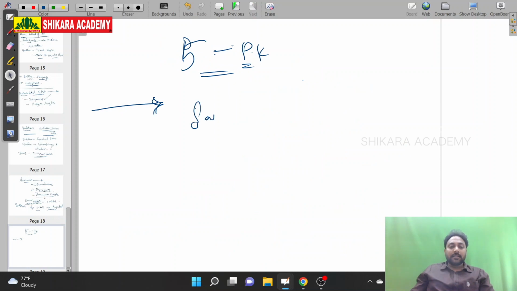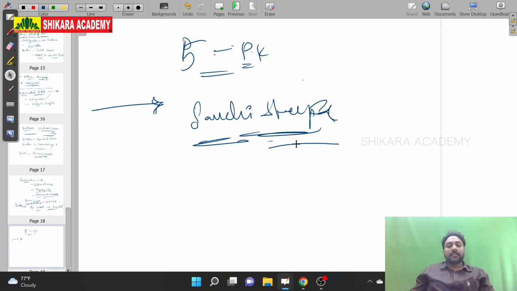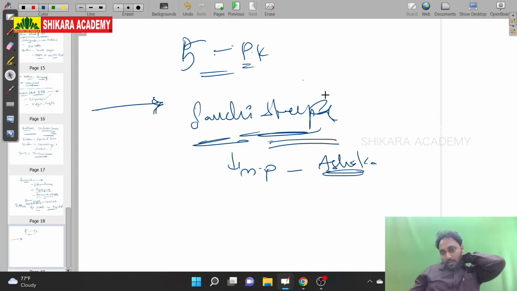Amaravati, and then Sanchi Stupa. Sanchi Stupa was also built by Ashoka, in Madhya Pradesh. I told you already.